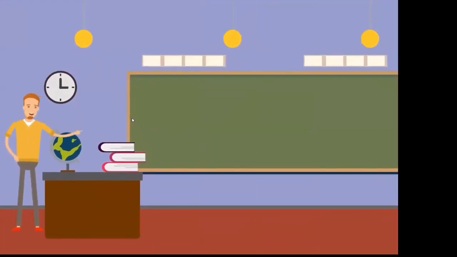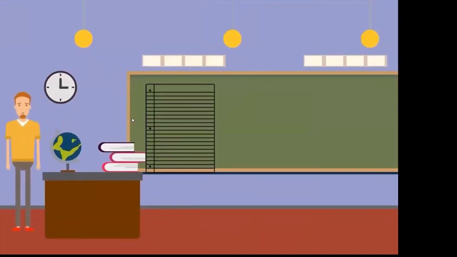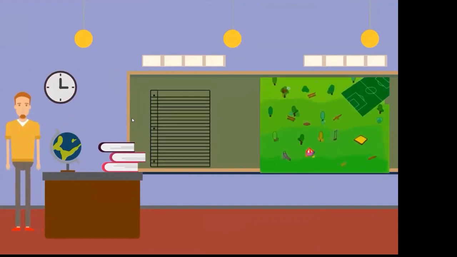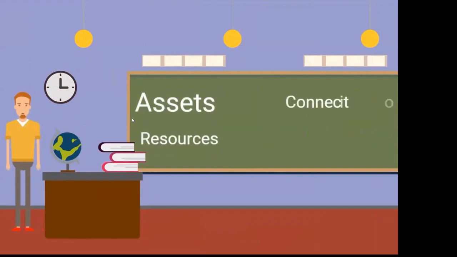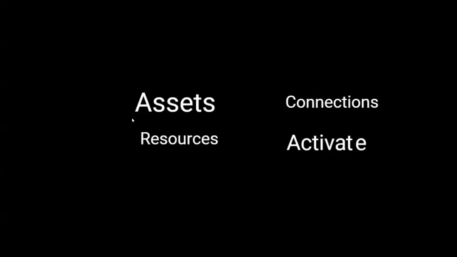You can map in many ways. You could keep a simple inventory or a visual map. It doesn't matter what the format is. All that matters is that you've now listed the assets and resources of your community. Your challenge is then to make the connections between these amazing assets and activate them to work for the community.